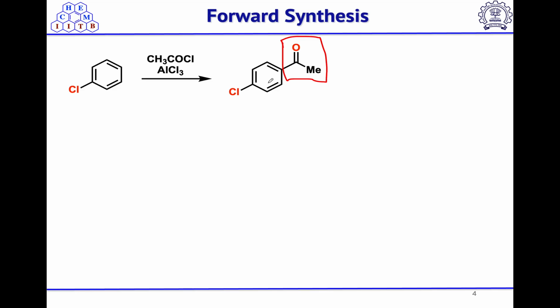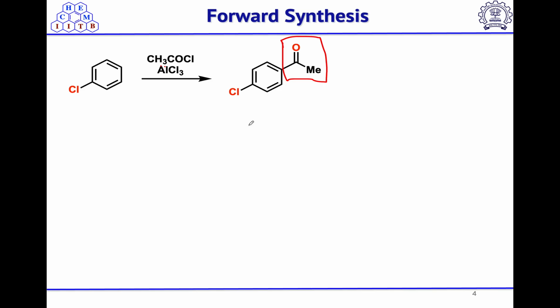Yeah. So this will be the corresponding reagent: acetyl chloride, and we need to use some Lewis acid. Here we are using aluminum trichloride. So this is the Lewis acid and acetyl chloride. This Lewis acid will coordinate with this oxygen, and basically an electrophilic substitution reaction will happen.